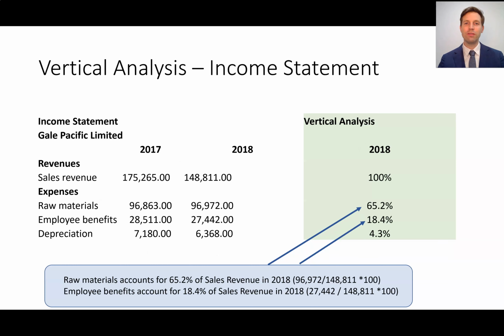We can also do vertical analysis of the income statement as well. So here we divide through by sales revenue. My sales revenue of 2018 is my denominator, and I can find out that raw materials represent 65.2% of my total sales. So for Gale Pacific, who are a manufacturing firm, their largest expense is buying raw materials to make their products. And that makes sense. Another big expense for them is their employee benefits, their wages. So as a manufacturing firm, their materials cost a lot, and they have to pay a lot to their staff to actually make their product. Then as you go down the different expenses, things like depreciation make up a much smaller portion of the overall revenue that Gale Pacific earn.